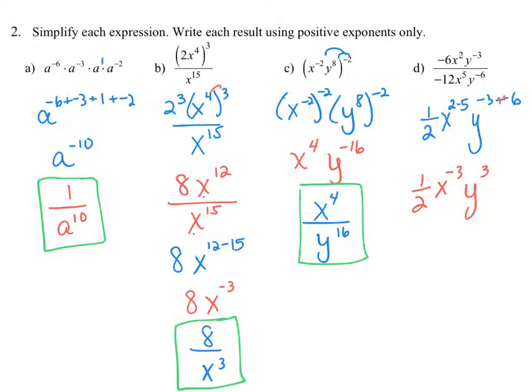We write our final answer using only positive exponents. So we're going to write this as a fraction with the 2 in the denominator, that x to the negative 3, we want to move that to the denominator so it's an x to the positive 3, and y to the positive 3 power is going to stay in the numerator. So our answer is y to the third divided by 2x to the third.